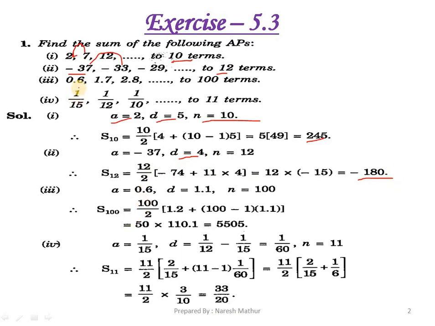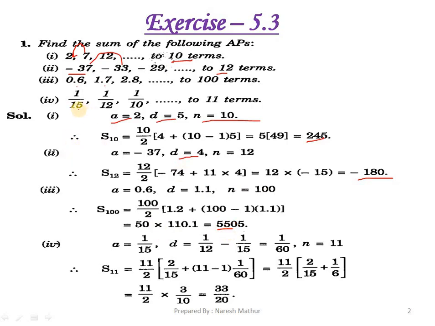Similarly, in the next one, the first term is 0.6, d is 1.1 because 1.7 minus 0.6 is 1.1, and n is given as 100. Just put the values so that we can get the answer.